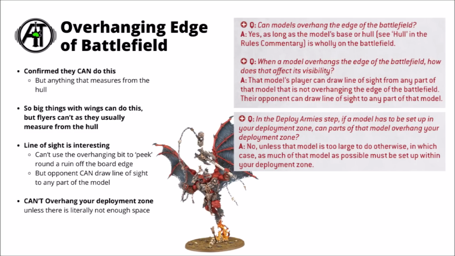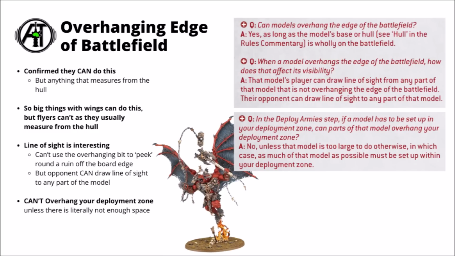It was interesting to see that they've also got a line of sight question with that, basically saying if you had like the tip of a Bloodthirster's wing off the board, could you use that bit to draw line of sight to anything? And the answer is no. I guess it would be a bit of a weird situation if you had a wall that went all the way up to the battlefield's edge and the Bloodthirster was using off-table space to draw a line of sight round it. That would be a bit janky.